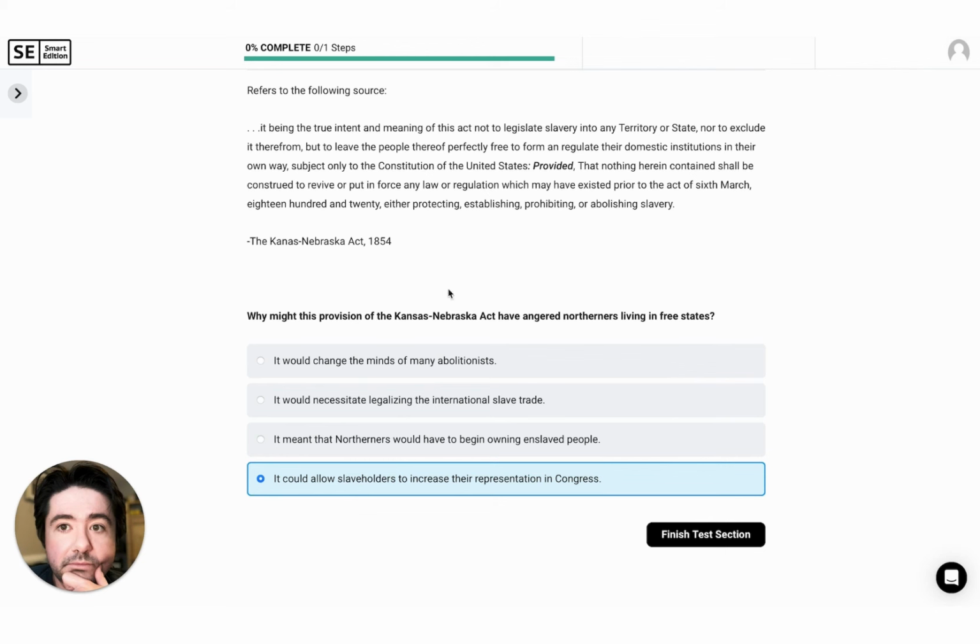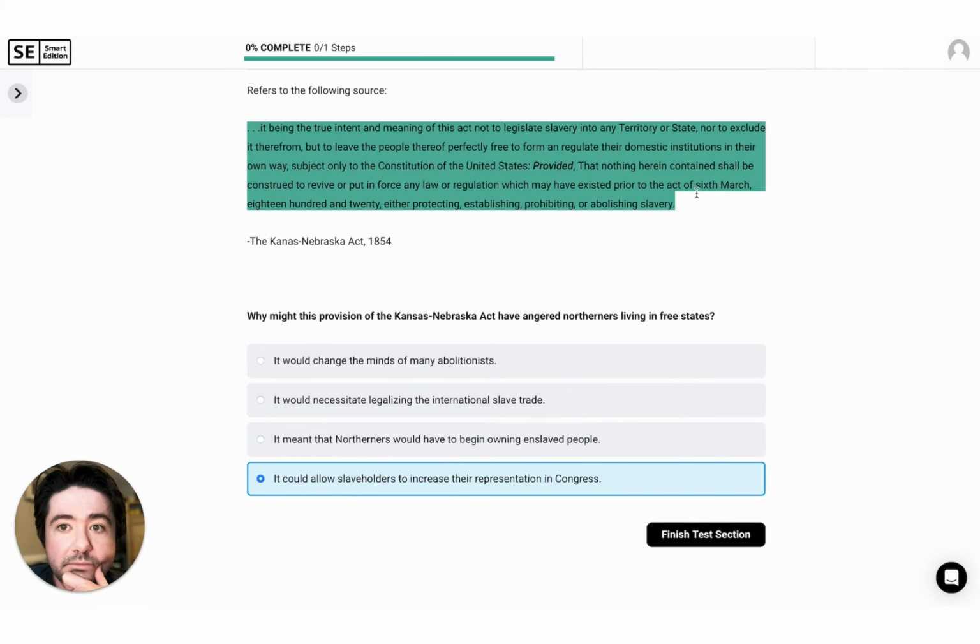Let's look. And we can read the whole thing. It is fairly short. It being the true intent and meaning of this act, not to legislate slavery into any territory or state. Like I said earlier, Congress was letting the states decide. So they're saying, we're hands off this time, guys. It's up to you. Nor to exclude it therefrom, but to leave the people thereof perfectly free to form and regulate their domestic institutions in their own way.